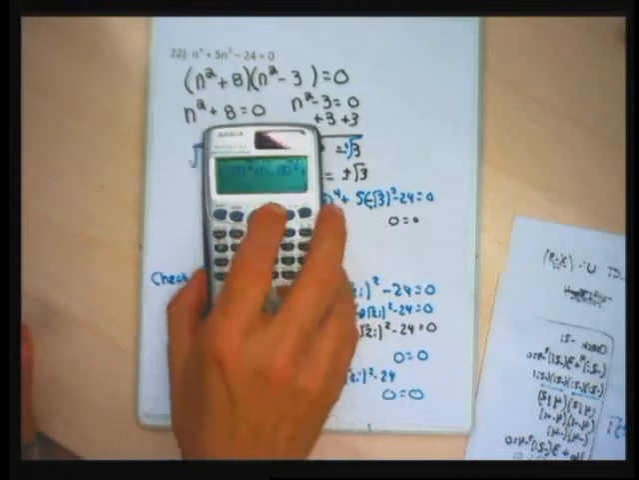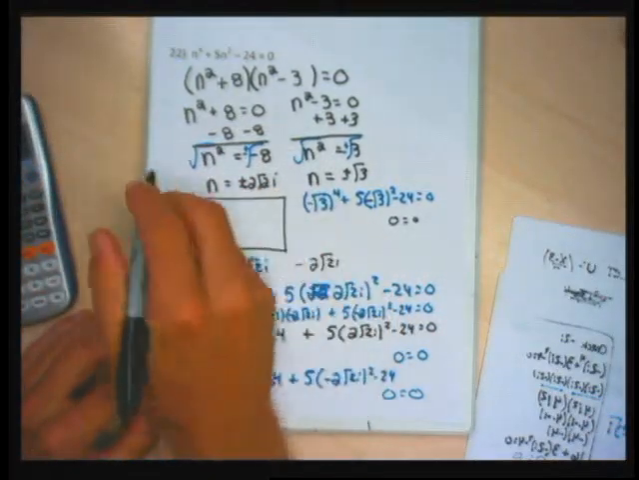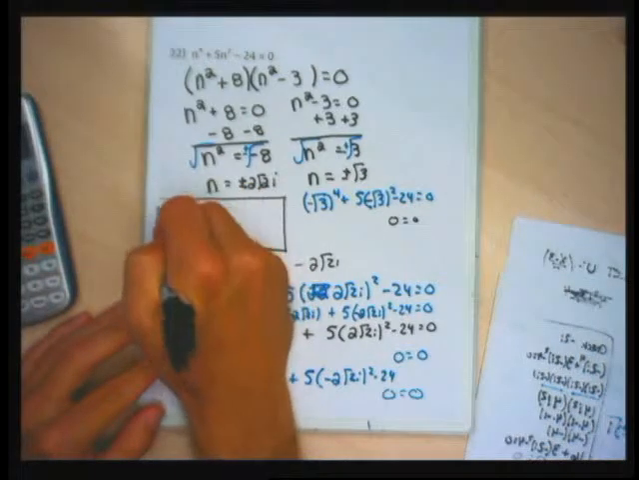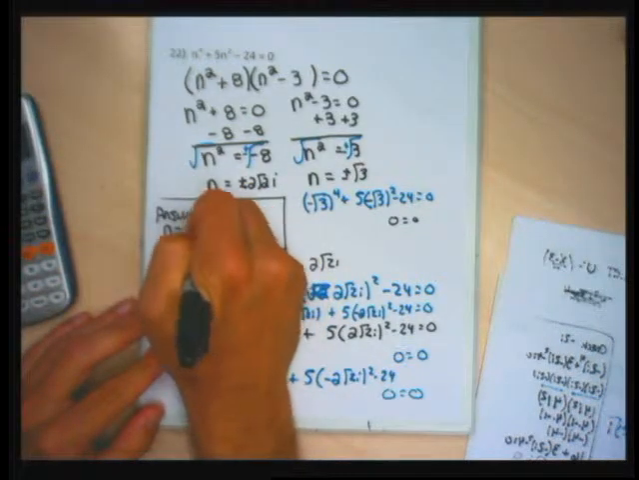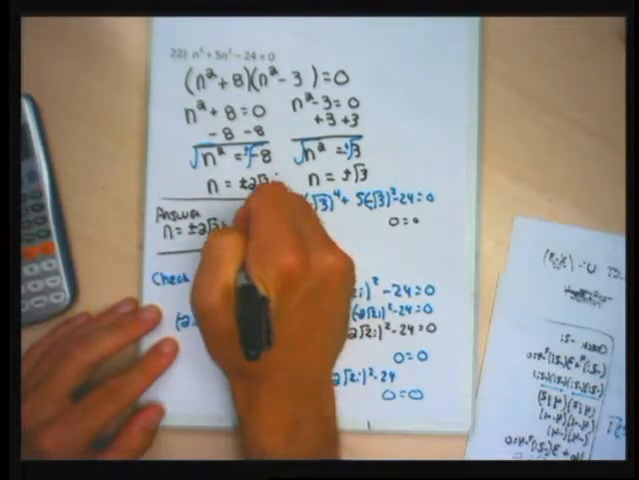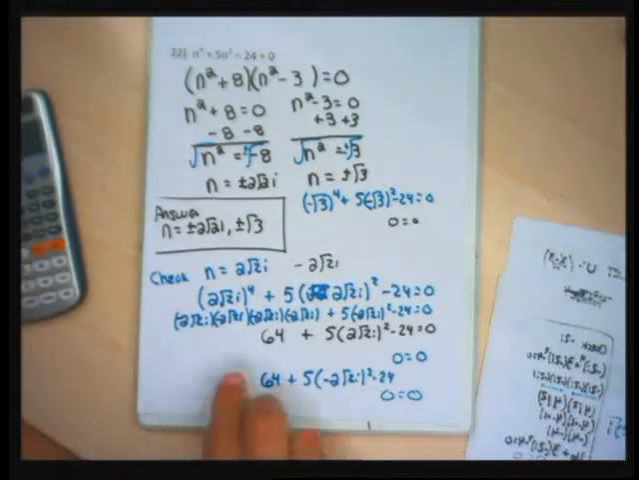So I've checked all 4. Really was painful. So my answer to this is going to be n equals plus or minus 2 square root of 2i and plus or minus square root of 3. I'm going to make another 4th degree problem up, not from the handout, but a nice problem, hopefully.